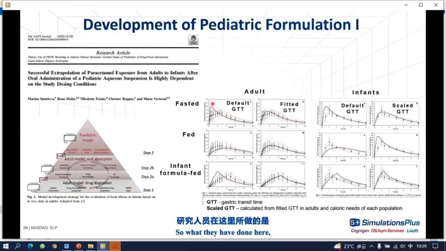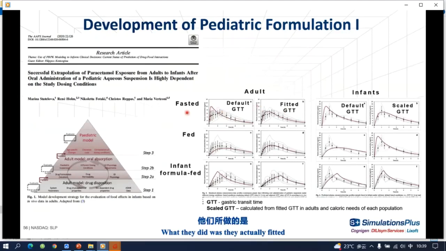So what they did here, they did a study in adults, fasted, fed with a typical meal, but also with infant formula fed adults. They did a prediction first with just the default physiologies, and you can see that there were some mispredictions here due to the gastric emptying.